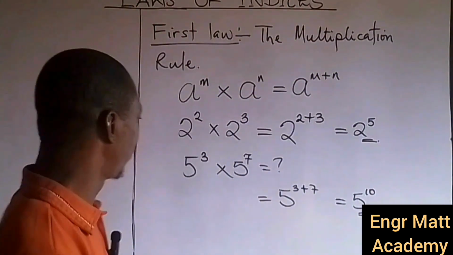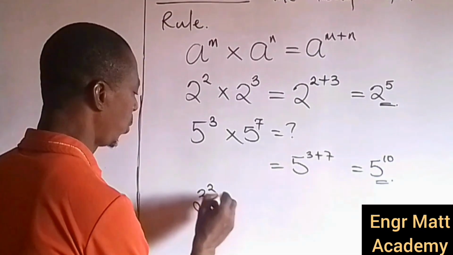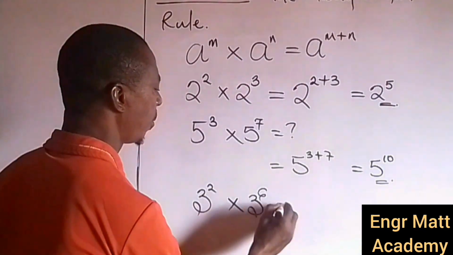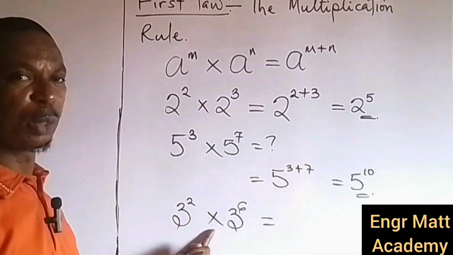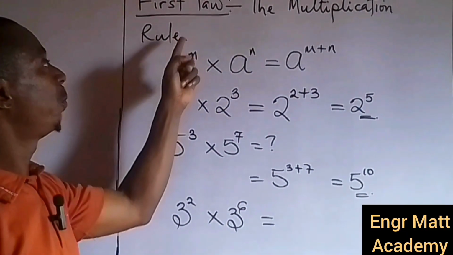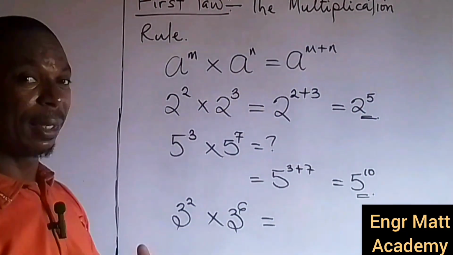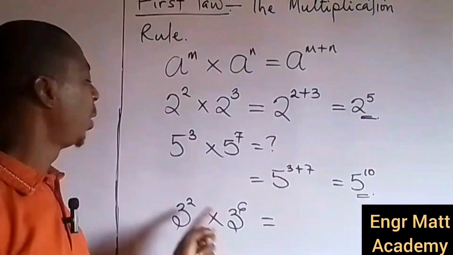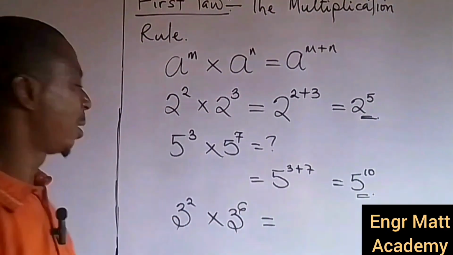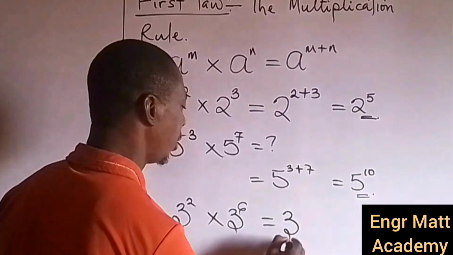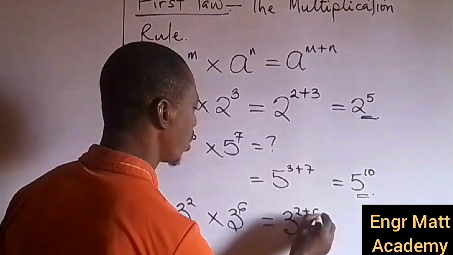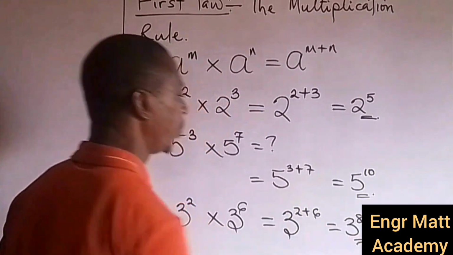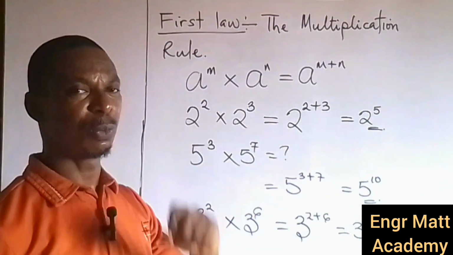Let's take one more. 3 raised to the power 2 times 3 raised to the power 6. Another multiplication problem. Can we apply the first rule? Yes. Why? Because the base numbers are the same. So what do we do? We simply add the powers. So we say the base number 3, 2 plus 6, and that will give us 3 raised to the power of 8. Okay, one more before we call it a wrap.